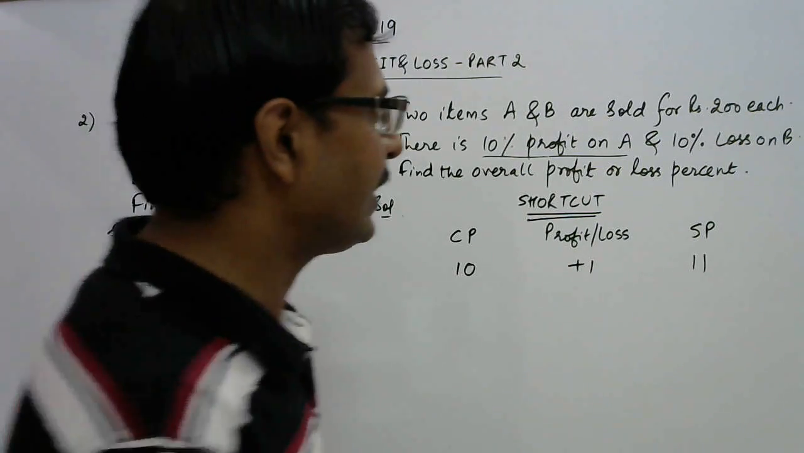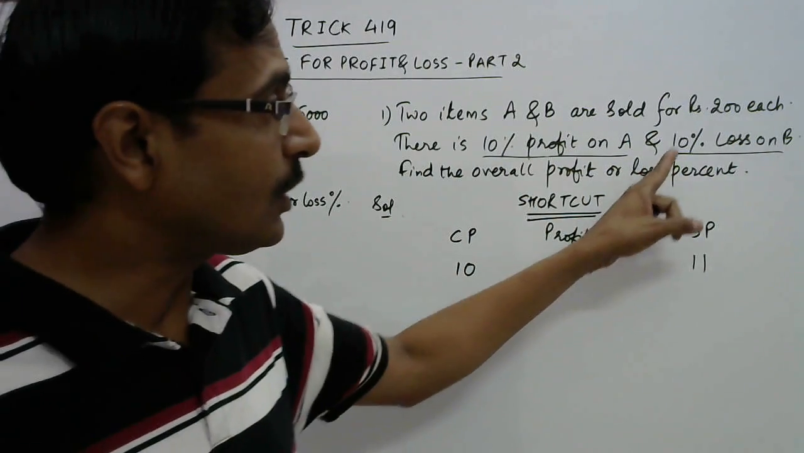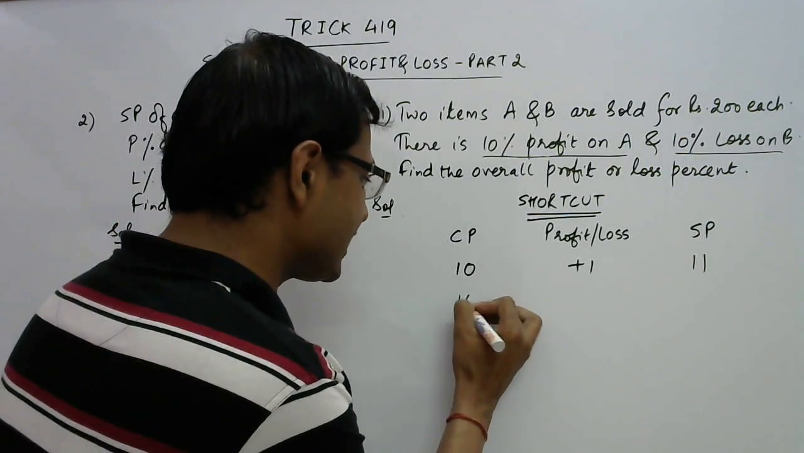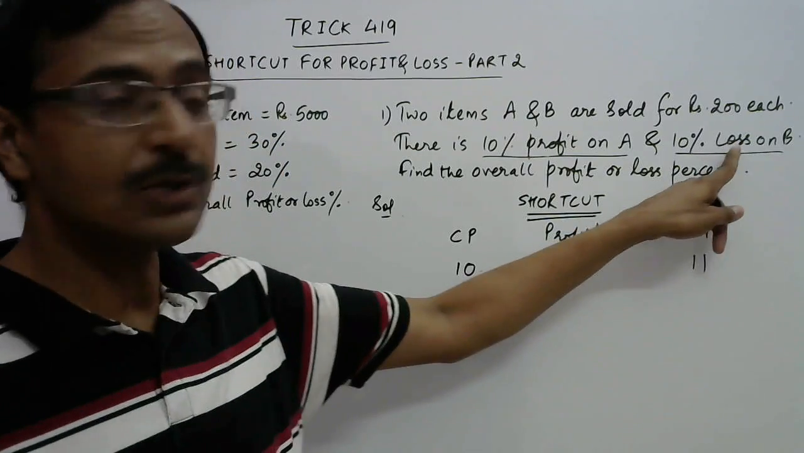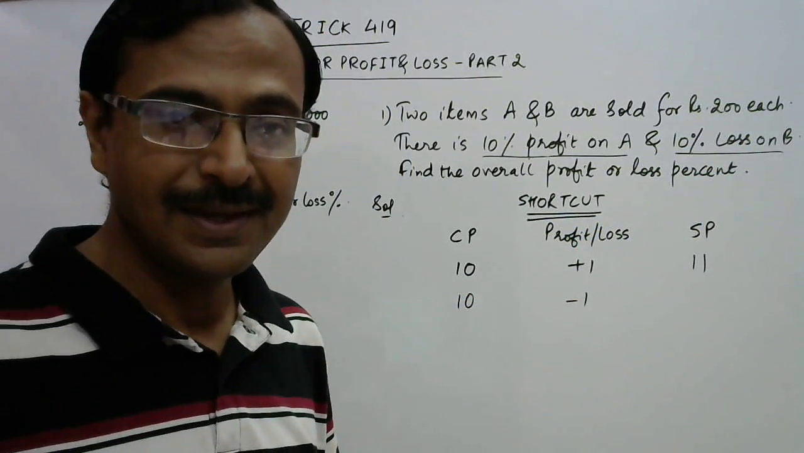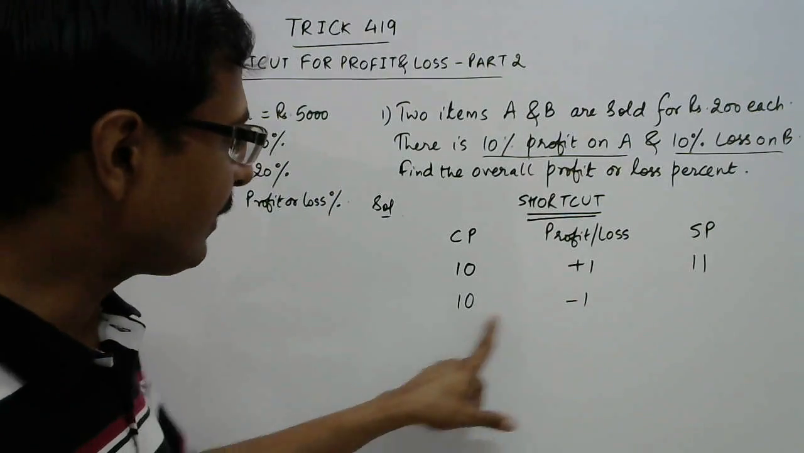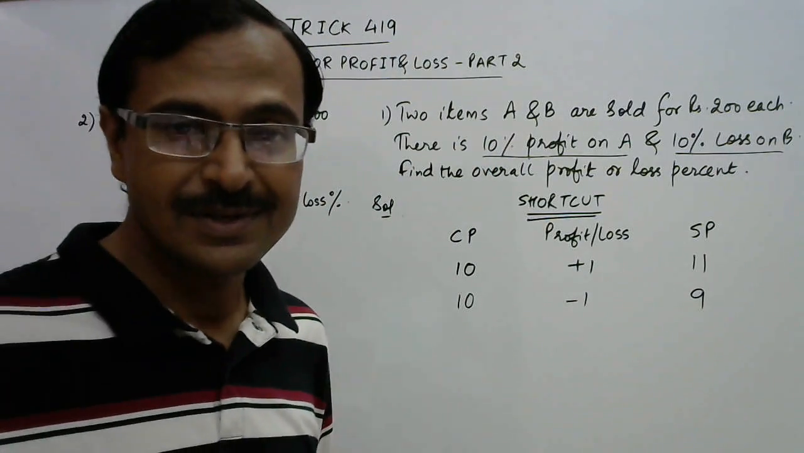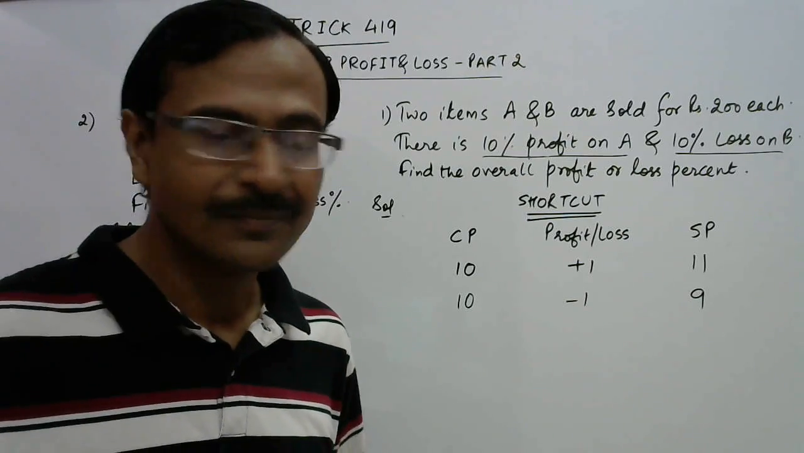Now what about the second case? The second case is 10% loss on B. Again 10%. So I will consider cost price as 10 only. Now 10% of 10 is 1, but it is loss. So I will write minus 1 here. I hope you understood why I have written minus. Now 10 minus 1 is 9. So the selling price is only 9 rupees. Obviously it has to be less than the cost price, only then we will have loss.